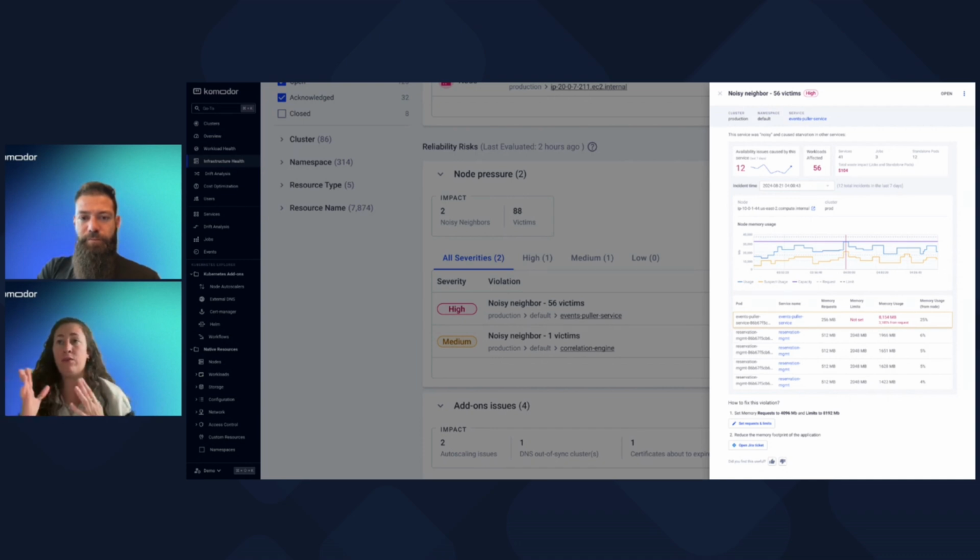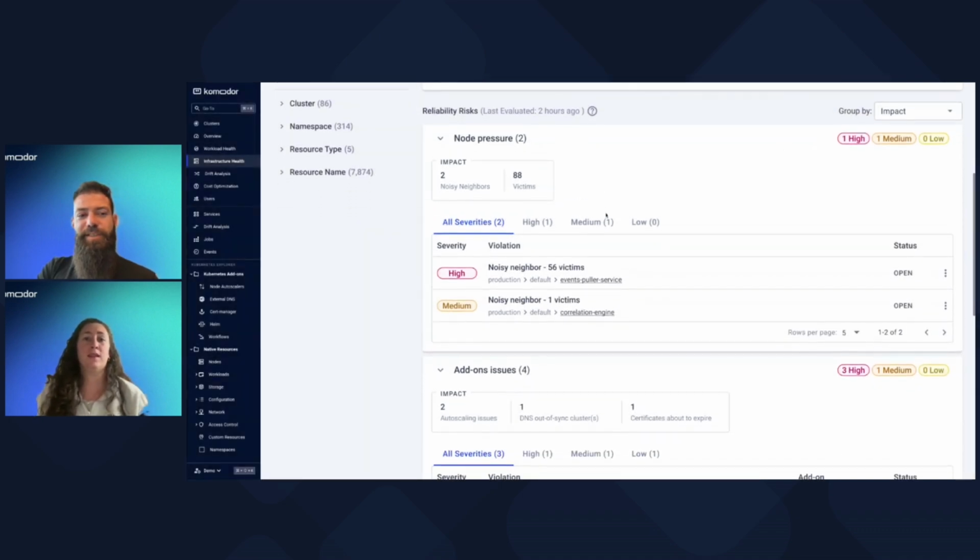Komodor does everything for you in the background, analyzes all the pods that are running on all the nodes and understanding the usage of each one of them. And this way you save yourself a lot of time, and a lot of money, since it can cause a lot of waste. And basically you can fix those cases of noisy neighbor again using Komodor.